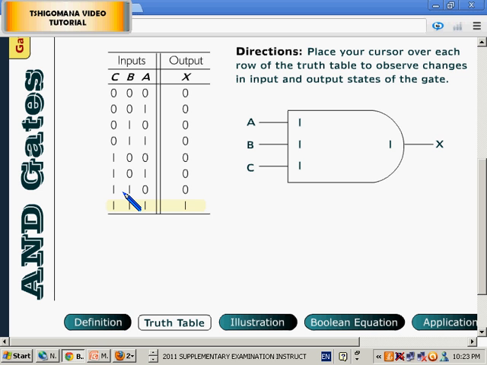One other thing is that you must be able to draw the diagram of an AND gate. Now this is the diagram of an AND gate. This one has 3 inputs. If you are using 2 inputs, they would be A and B. Right, let us go to the illustration.